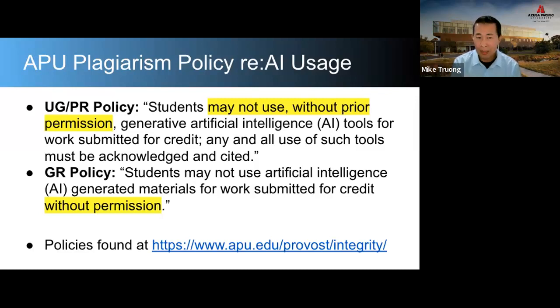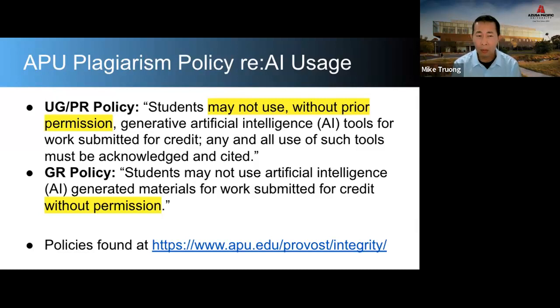And then for the graduate, it's similar. In the graduate policy, it basically again says, if they use these tools, they have to use it with permission from the faculty. Otherwise, for example, in the honors college, all the courses do not allow their students to use these AI tools at all. Not even a writing assistant tool like Grammarly.